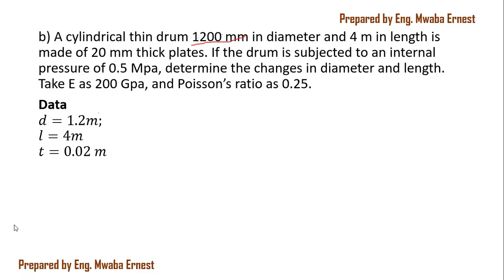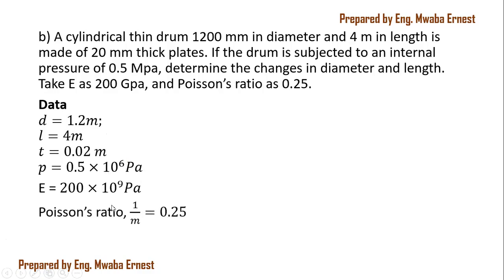Then additionally, we've also been told that this cylinder we're dealing with is subjected to an internal pressure of 0.5 megapascals. So then let us determine the change in diameter and length. Take Young's modulus as 200 gigapascals, Poisson's ratio 0.25. So meaning that here when we continue, pressure is 0.5 by 10 power 6, then Young's modulus is 200 giga. So giga represents 10 power 9. Just like our mega here, it's 10 power 6.